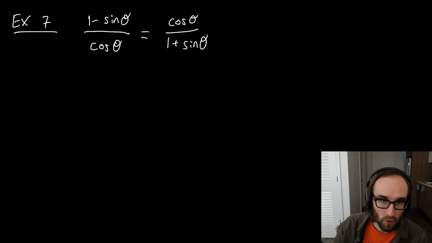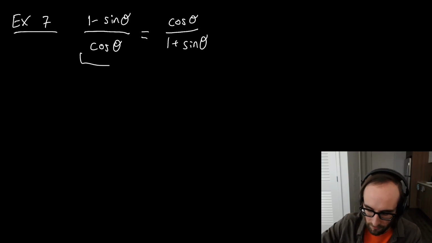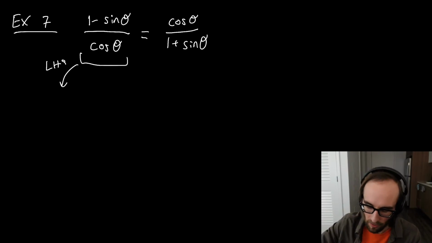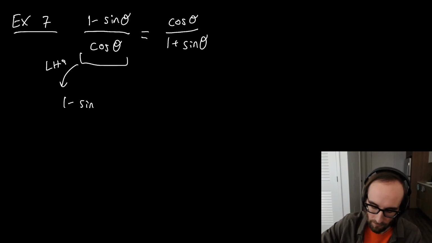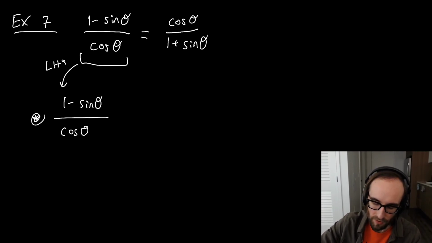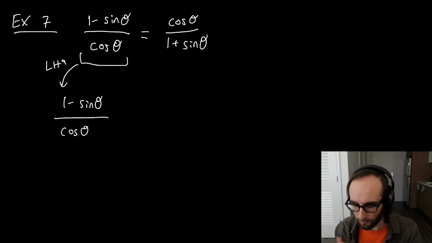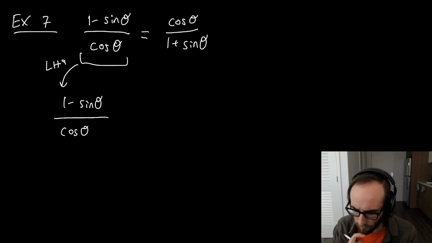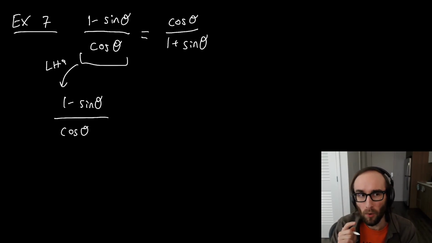Here, you can choose to work with either side. I'm going to choose the left side. We have our left-hand side, and we're looking at it separately: 1 minus sine theta over cosine theta. I almost always rewrite it down here just to make it a little bit more clear what we're starting with. Okay, so the first thing we can do, it's important to consider what our goal is.